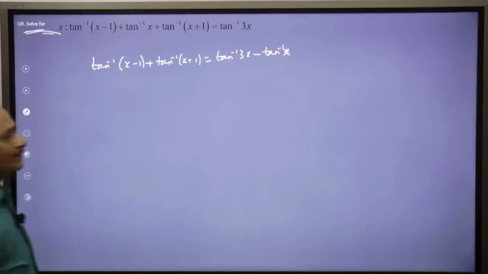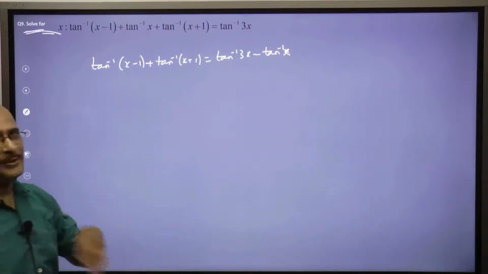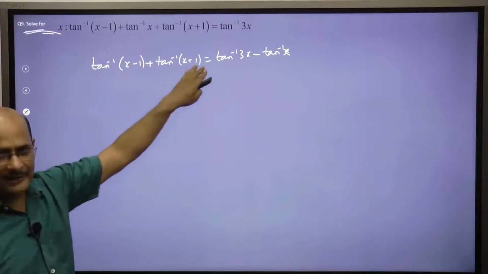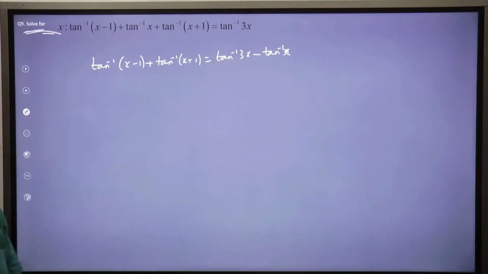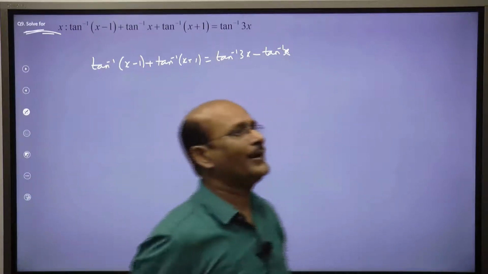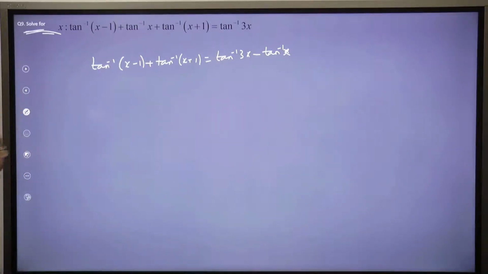Tan inverse x this side. Now, you might ask, why did I choose this? Because here, when I do x plus y, this minus 1 plus 1 will get cancelled. That makes the simplification part much simpler. So, how I go about that, let us see.